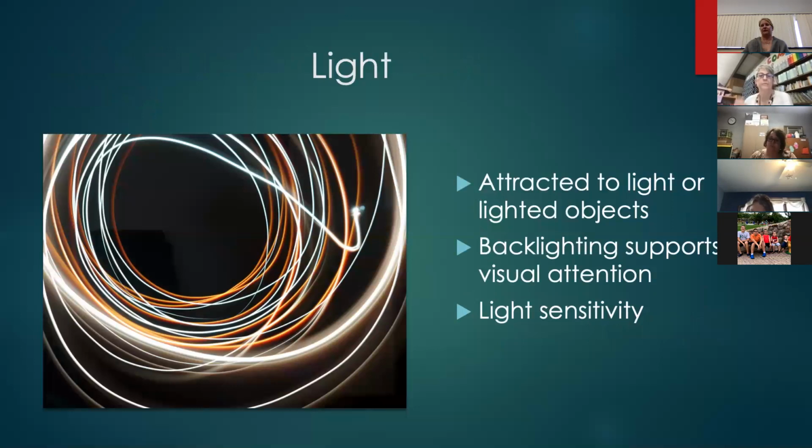Okay, now we go on to light. Oftentimes, especially lower functioning kids are attracted to light or lighted objects. That's how you get their attention, is to maybe have a lighted moving object coming around. However, there are other ways too. Backlighting supports visual attention. What is backlighting? Well, backlighting is like, okay, let's look at your iPad or your smartphones, any of your phones.